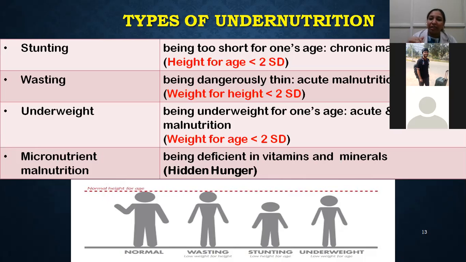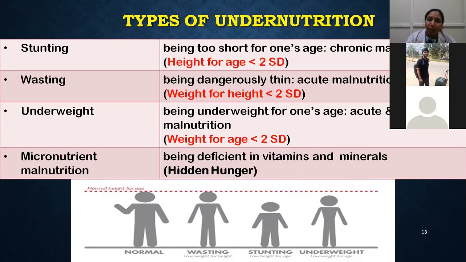Whereas wasting is due to acute malnutrition, that is maybe for a few days or a few months, that person, either due to some illness or some surgery or whatever. So only for a few days that person is not taking food, so that is why the child may land up in wasting. Okay, so that is the difference between both of them.